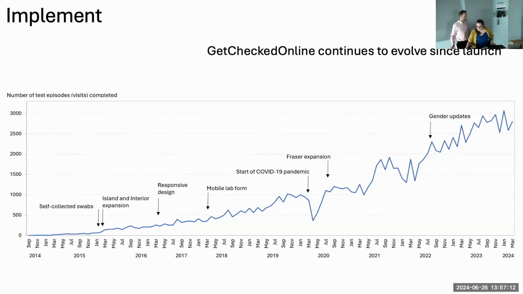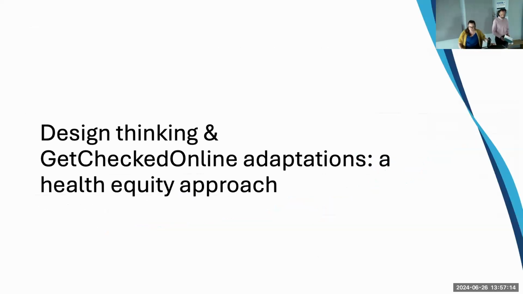Okay. So I'm going to jump into a bit more about how we use a design thinking approach to adaptations and improvements that we make to Get Checked Online from a health equity lens. So like I said, I've only been involved in the program for 5 years.